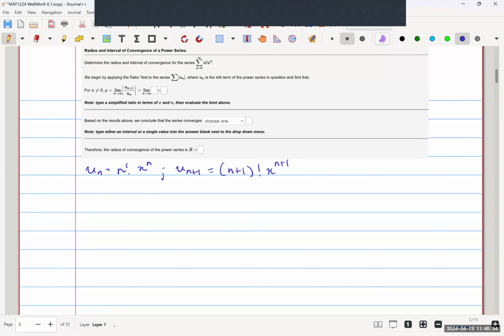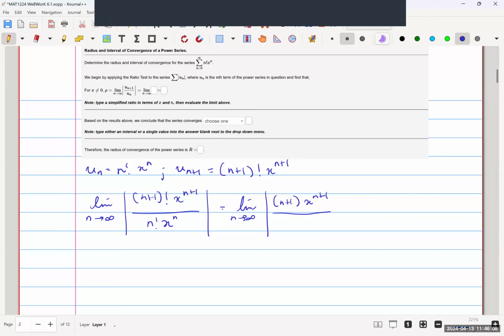So again, we have that. Now we just got to plug it in. So we have our limit as n approaches infinity of n plus 1 factorial times x to the power of n plus 1 over our original n factorial times x to the power of n. Simplifying our expression can give us n plus 1 times x to the power of n plus 1 over x to the power of n.